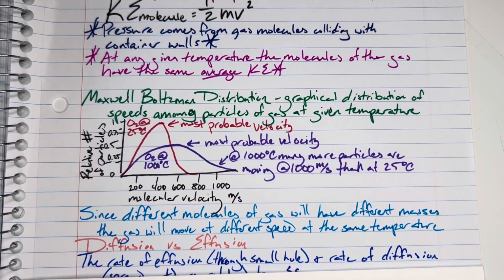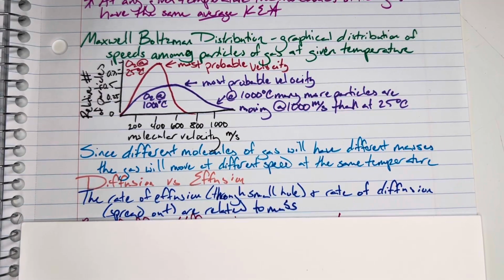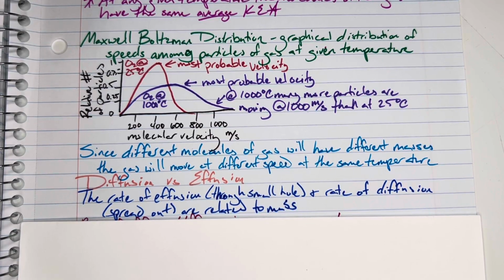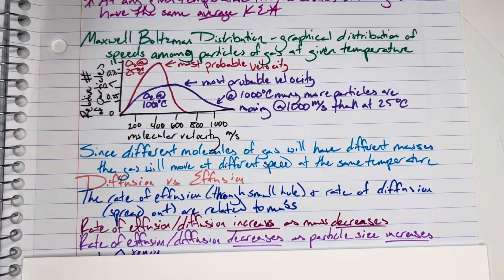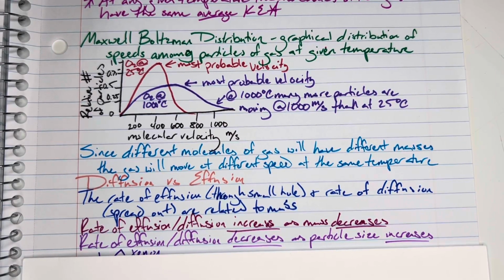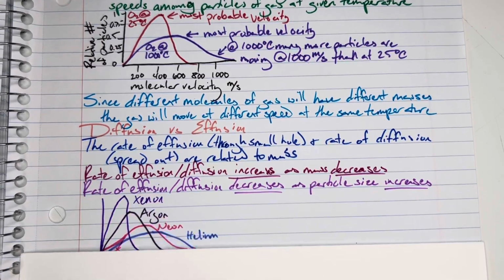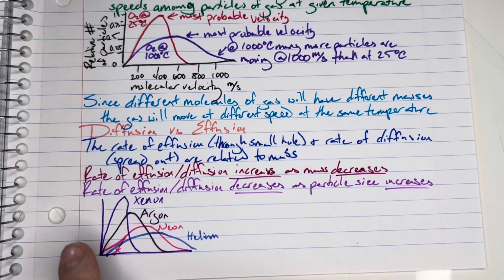Diffusion versus effusion. So the rate of effusion is going to be how quickly we escape from a container through that of a small hole. And the rate of diffusion is how quickly we spread out into a set space. And those are going to both be related directly to the mass of the particle, the mass of the gas. The rate of effusion or diffusion is going to increase if my masses decrease. So the smaller the actual gas particle, the faster I will effuse or diffuse. And then my rate of effusion and diffusion is going to decrease if the particle size increases. So if my actual particle is larger, it will take me longer to escape from a small hole or to occupy an entire space.